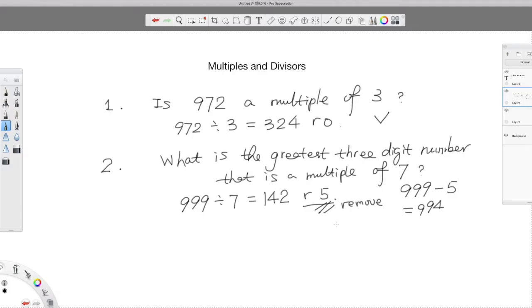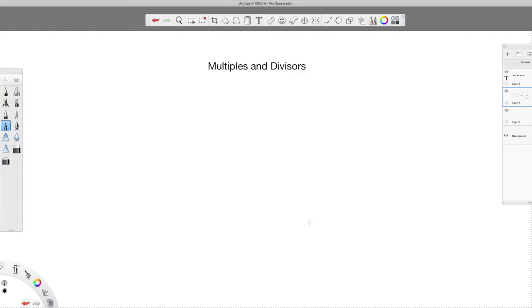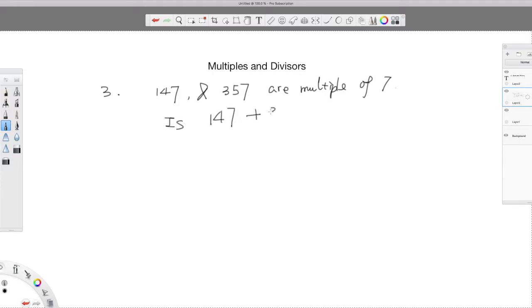Now, problem number 3, I put it there because I want you to think about some interesting property of these multiples. Problem number 3. Both 147 and 357 are multiples of 7, and that you can easily verify. The question is, is 147 plus 357 a multiple of 7?